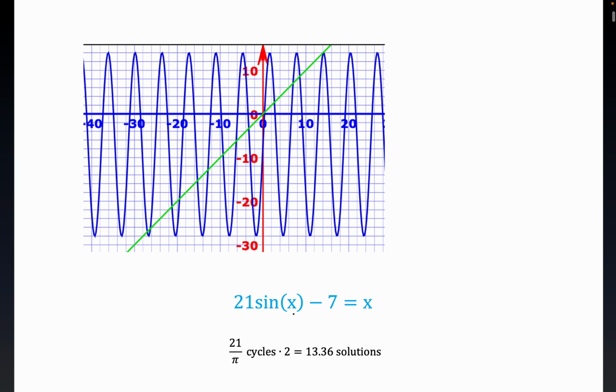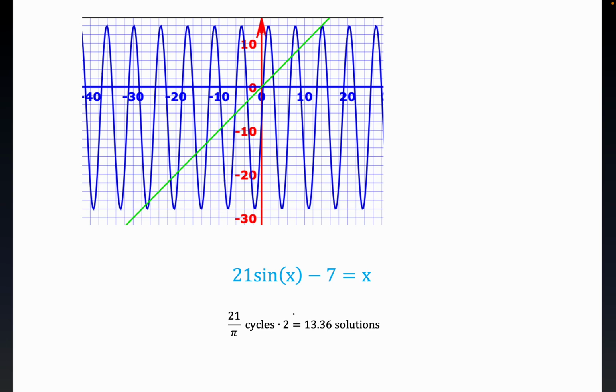Okay, here we go. Now, this is the equation for this. I didn't want to obviously try to sketch this by hand, so I'll let some software graph this for us. But the green line is y equals x, and the blue guy is this 21 sine x minus 7. And that's not hard to believe. You know, 21 minus 7 is 14, right? Which is about that value.